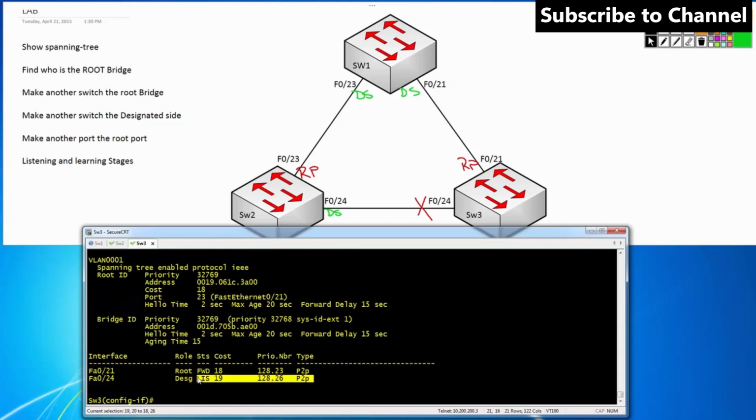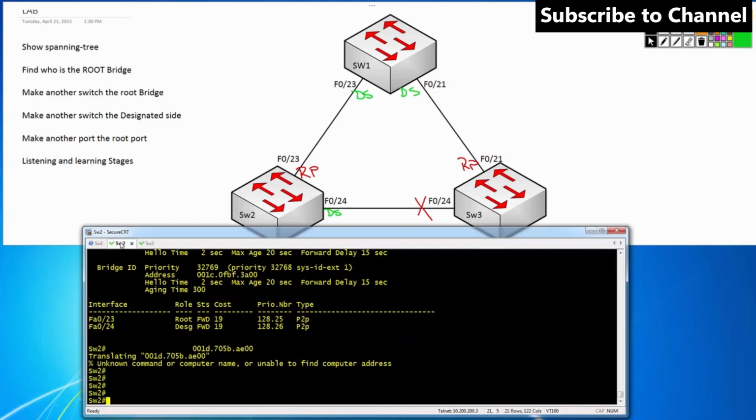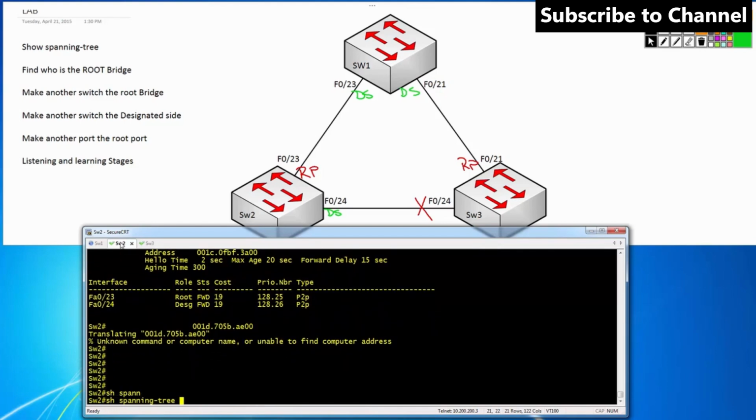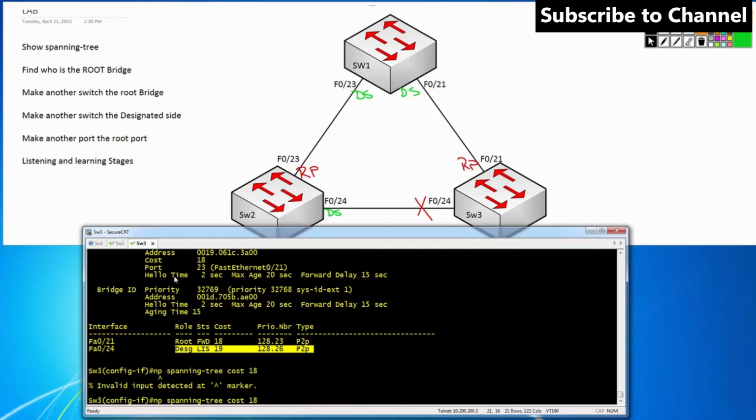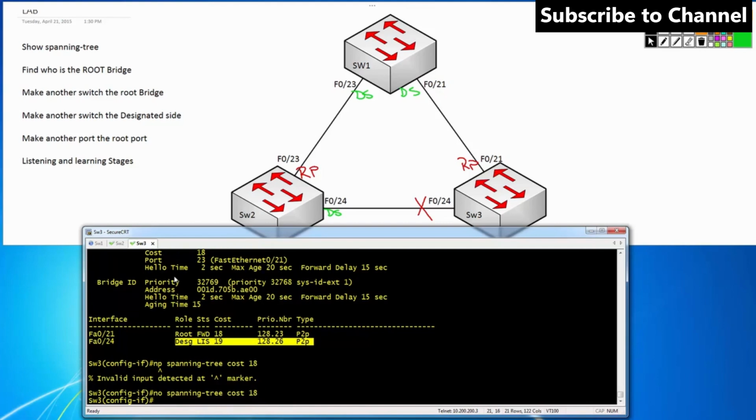And look at that. There we go. All because this switch has a lower cost to the root bridge. Now let's take a look at switch 2. We're now blocking on this interface. Okay? So that's one way of doing it. Let's look at another way of doing it.